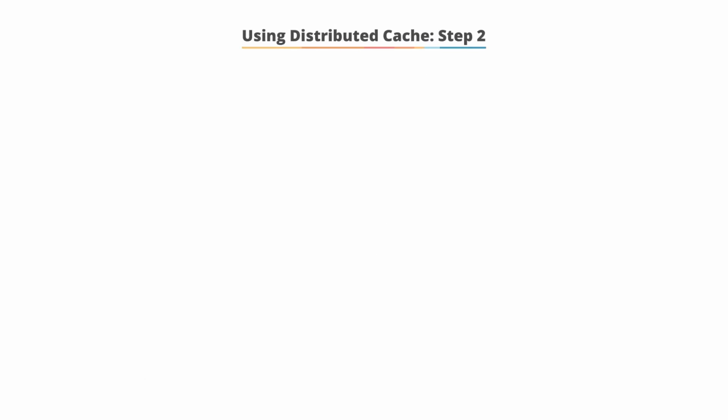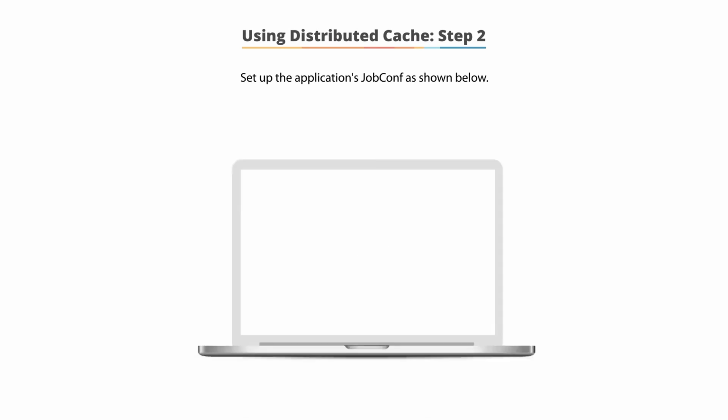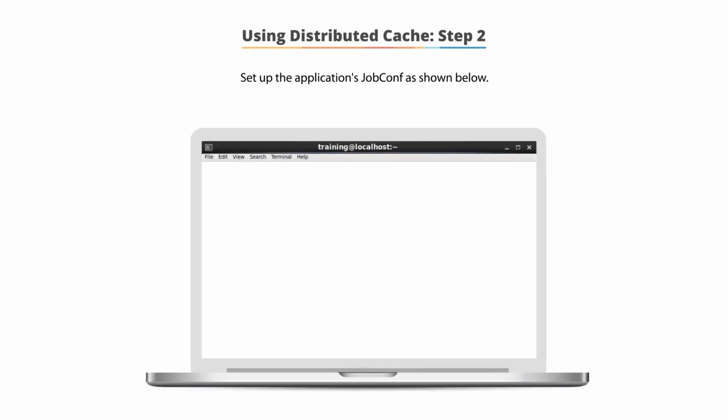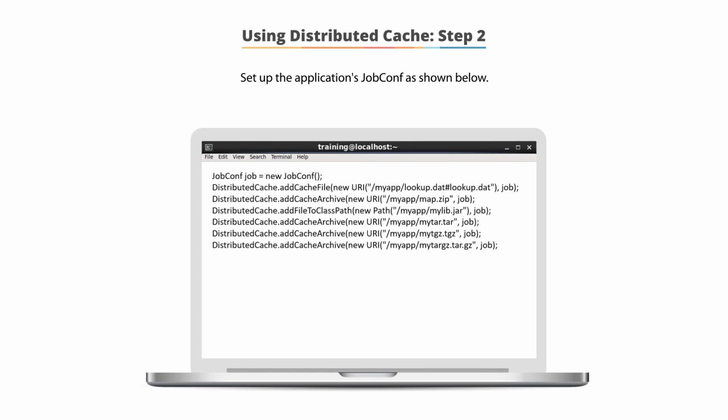Using distributed cache. Step 2. Set up the application's job conf as shown in the example. In this case, we're setting up a new instance of job by creating a new instance of JobConf. We then will call the DistributedCache addCacheFile method and create a new URI specifying the location, in this case myapp/lookup.dat with the file name of lookup.dat. In the same way, each of the different commands here shows you creating a cache entry for zip files, jar files, tar files, tgz, and gz files.